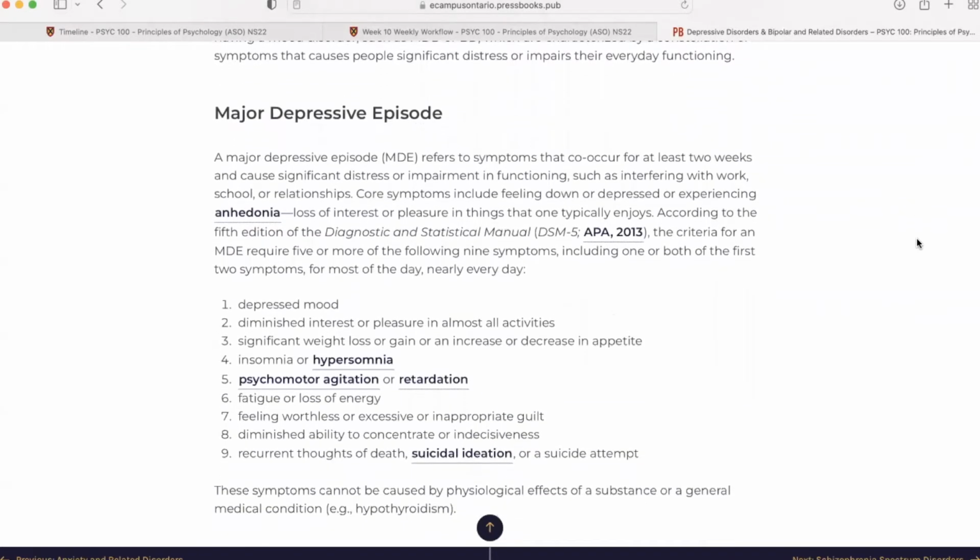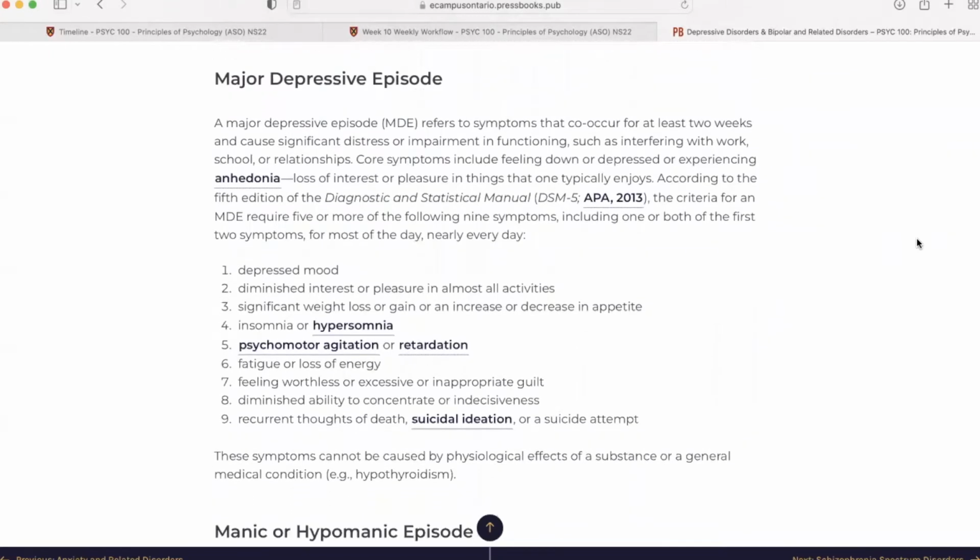Major depressive episode. A major depressive episode, MDE, refers to symptoms that co-occur for at least 2 weeks and cause significant distress or impairment in functioning, such as interfering with work, school, or relationships. Core symptoms include feeling down or depressed, or experiencing anhedonia, loss of interest or pleasure in things that one typically enjoys.